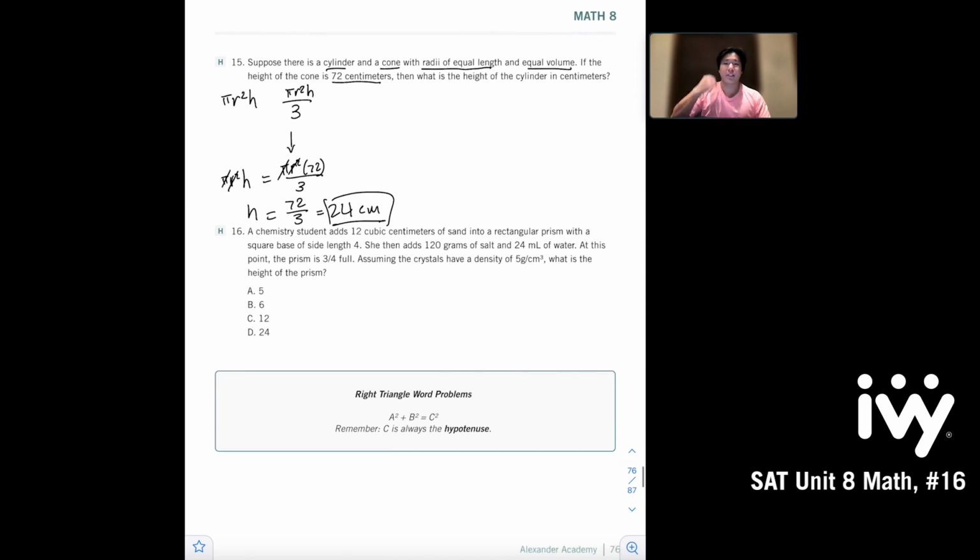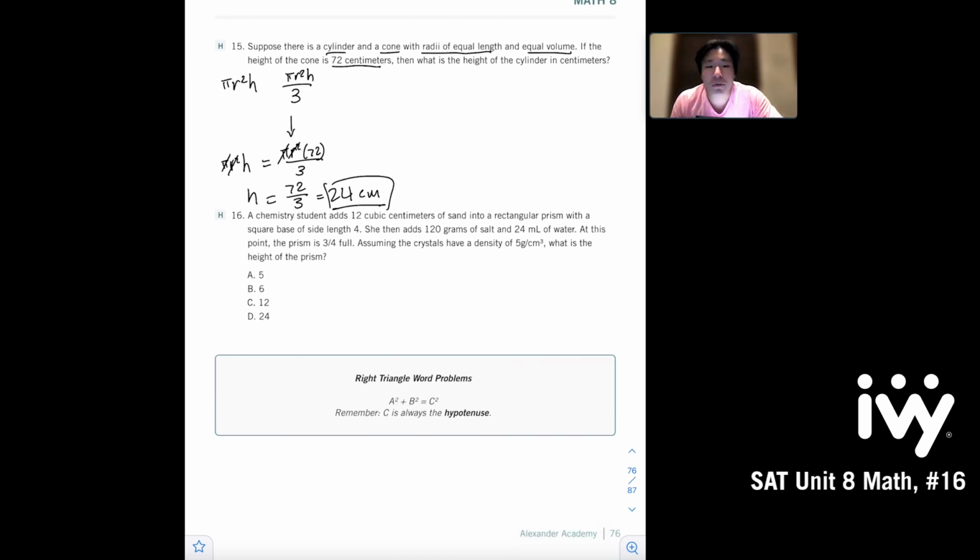Okay, question 16. A chemistry student adds 12 cubic centimeters of sand into a rectangular prism with a square base of side length 4. She then adds 120 grams of salt and 24 milliliters of water. At this point, the prism is 3/4 the way full. Assuming that the crystals have a density of 5 grams per cubic centimeter, what is the height of the prism?